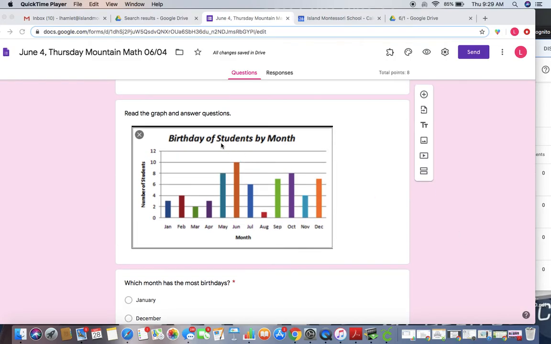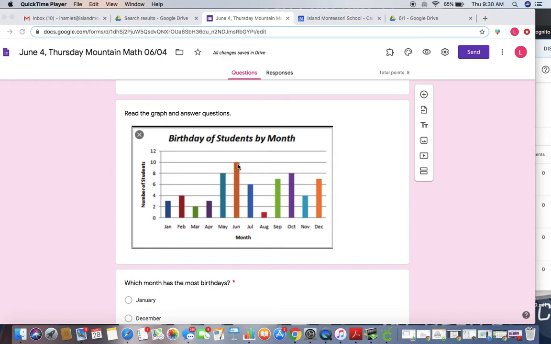All right, so we're looking at a bar graph here of the students' birthdays by month. The months are along the bottom of our graph, and the number of students who have birthdays in those months are on the left side. And so if we were to look at this bar graph and decide which month has the most birthdays, we're going to look for the tallest bar, which we can see here is June.